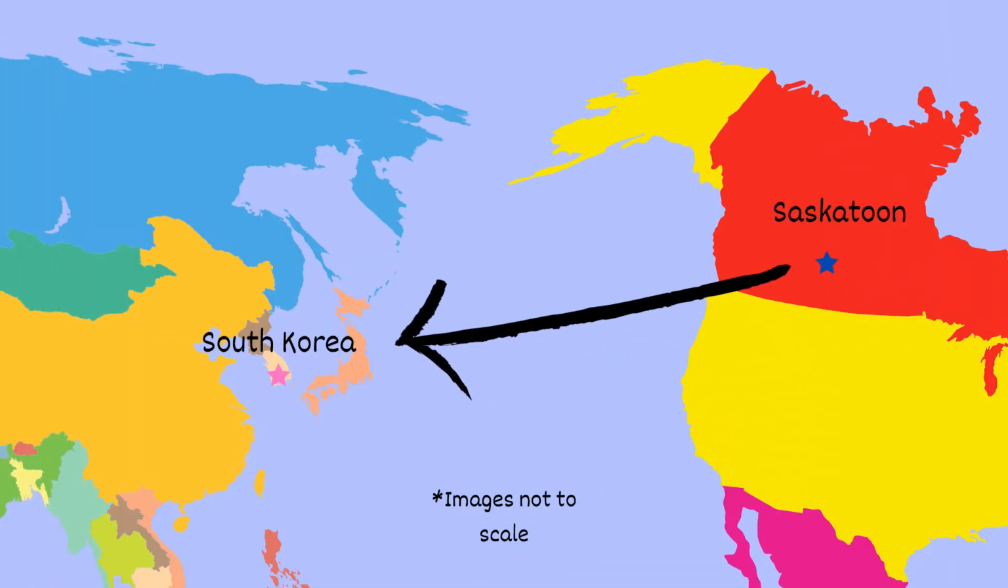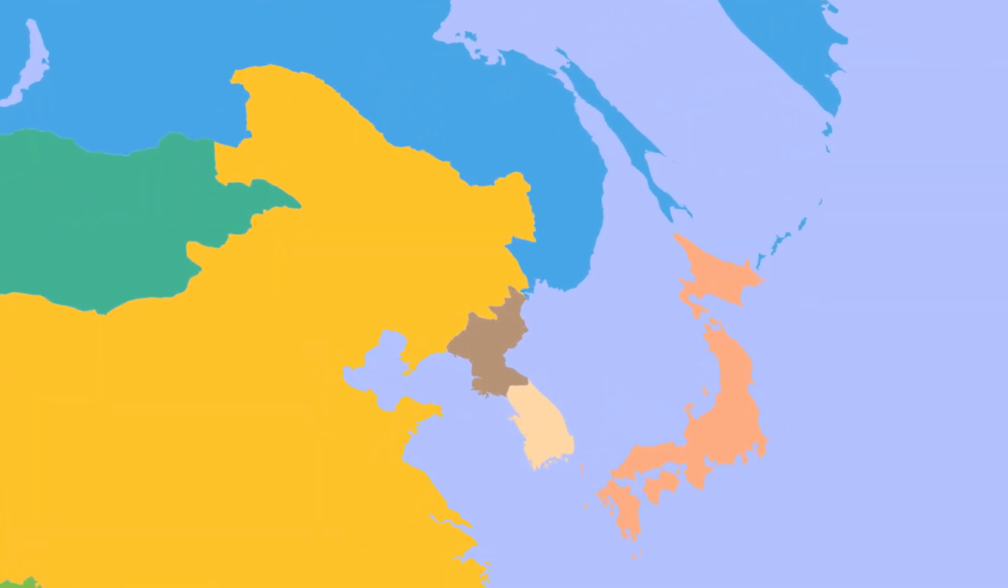Korea is a country on the continent of Asia. Today, Korea is divided into two countries, North Korea and South Korea. For the purposes of today's video, we are going to be learning about words that are used in South Korea. Now let's learn about South Korea's writing system, Hangul.